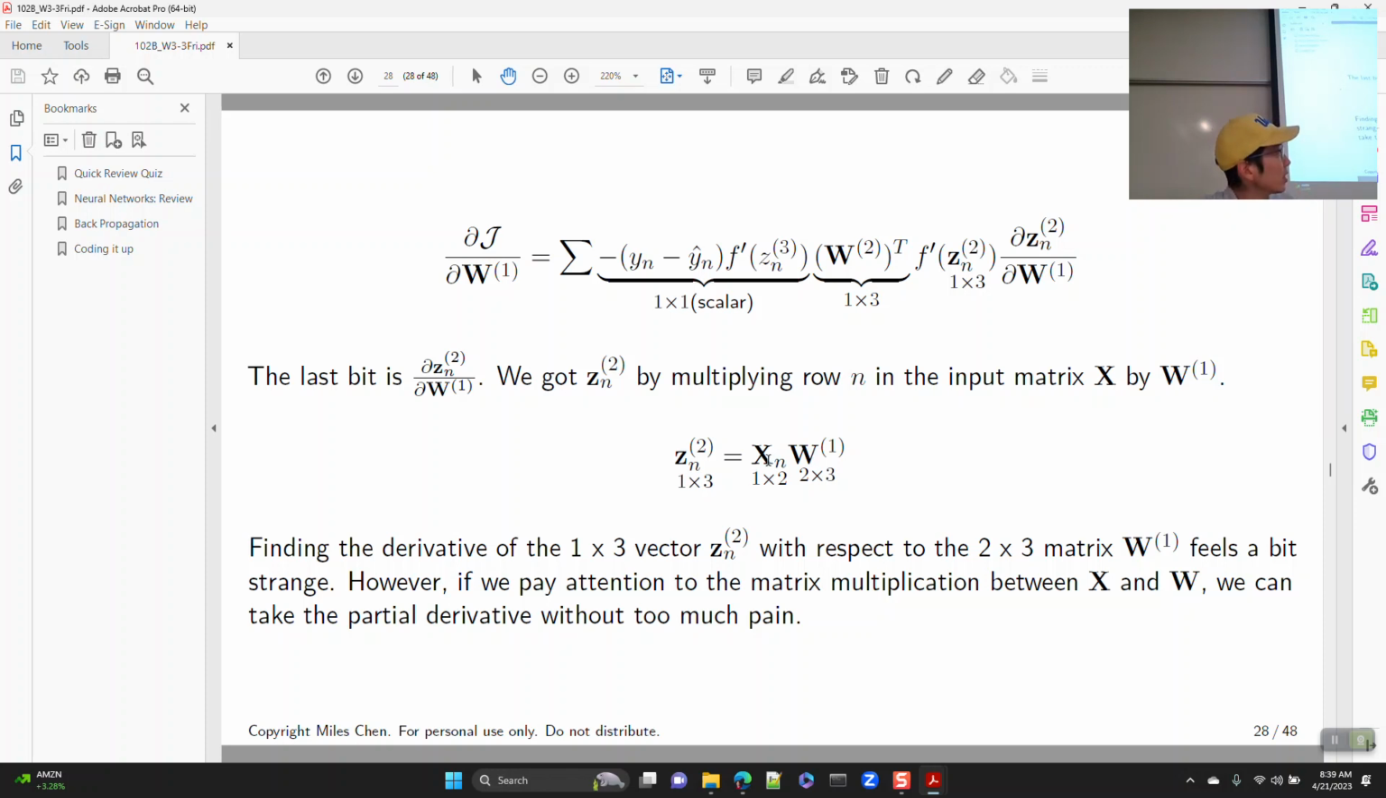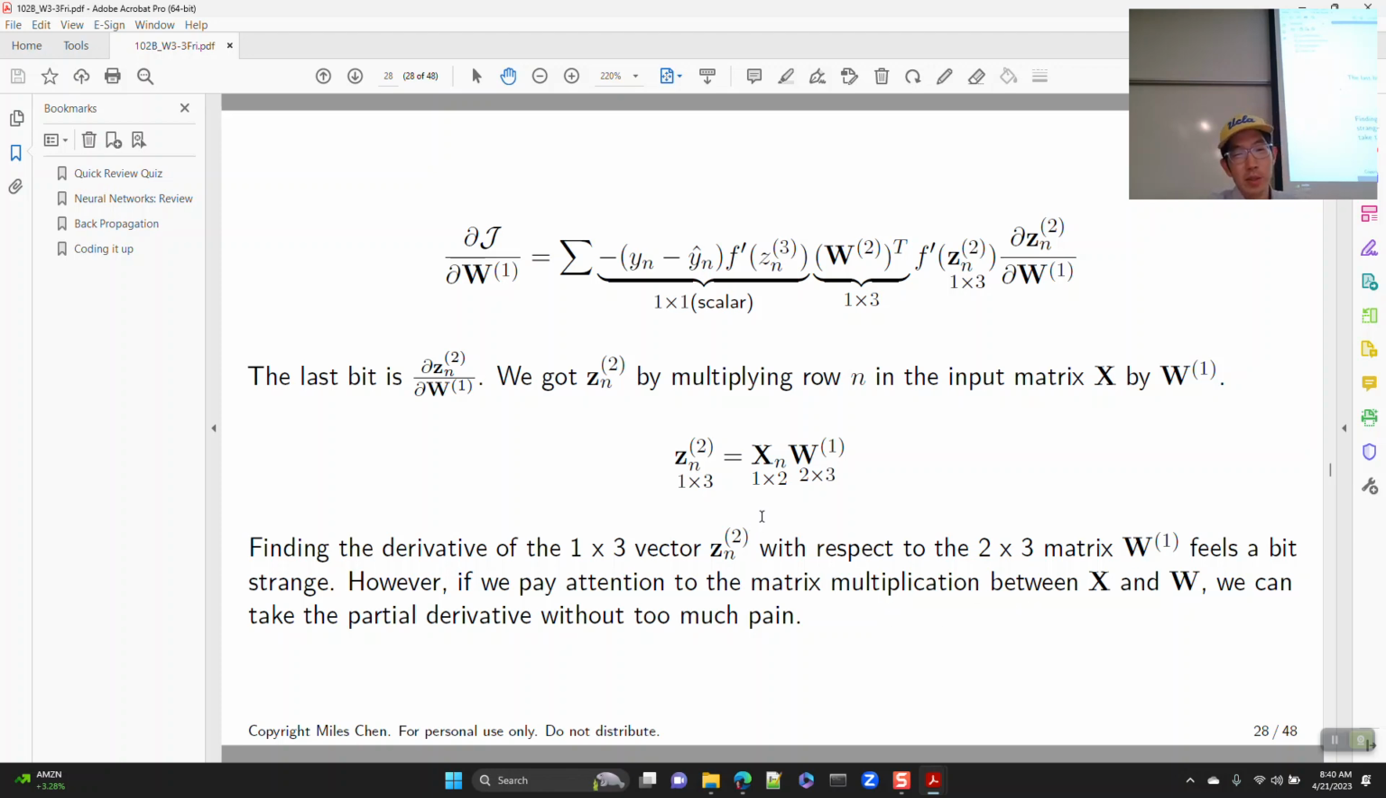So if we think about what X is, the nth row in X is, we've got two values, 1 by 2, and then we multiply it by W1, which is a 2 by 3, and the result is the nth row in our Z matrix, which is going to be 1 by 3, right? And our question is, how does this 1 by 3 thing up here change with respect to W1, which is a 2 by 3, right? So we're finding the derivative or the gradient of a 1 by 3 vector with respect to the changes in the 2 by 3 matrix, all right? So how does this work?